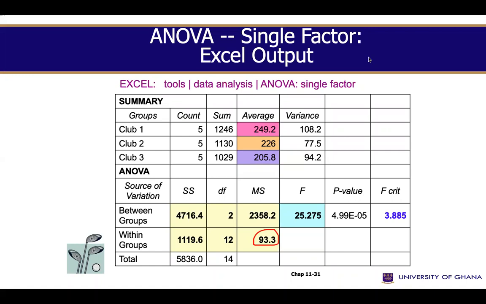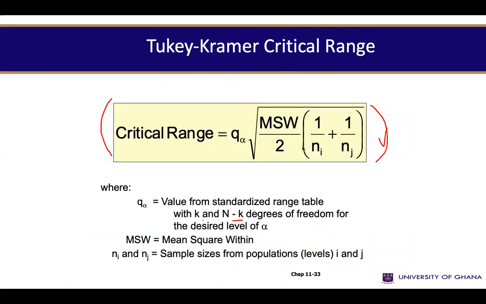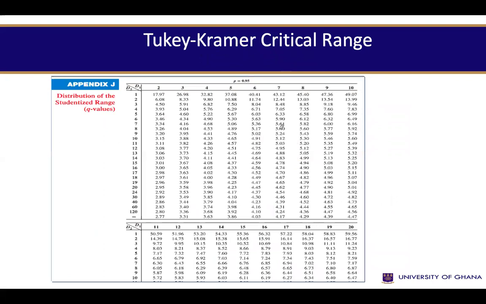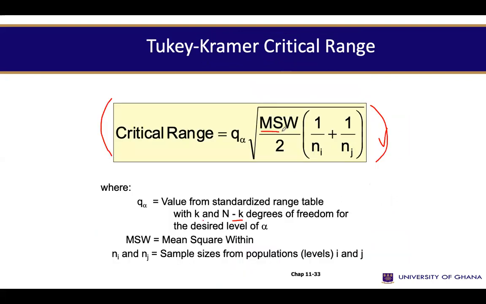Remember that the relation for the critical range is actually MSW divided by 2. So the MSW is what we picked from the Anova table. I hope that is okay.